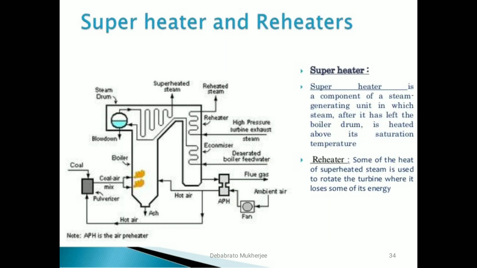Separator. See, this is a part of the separator and reheater. There is a tube separator. A separator is a component of a steam engine in which steam, after it has left the boiler drum, is heated above its saturation temperature.